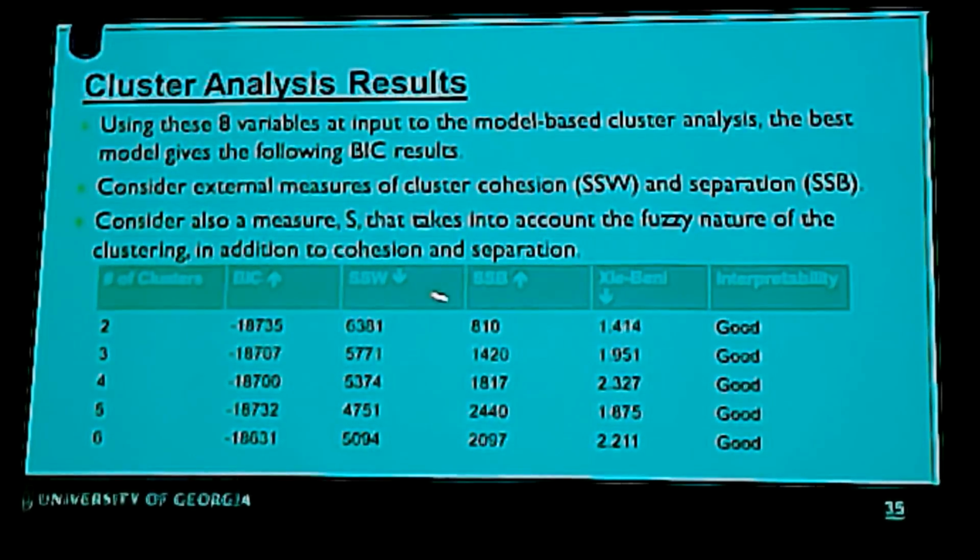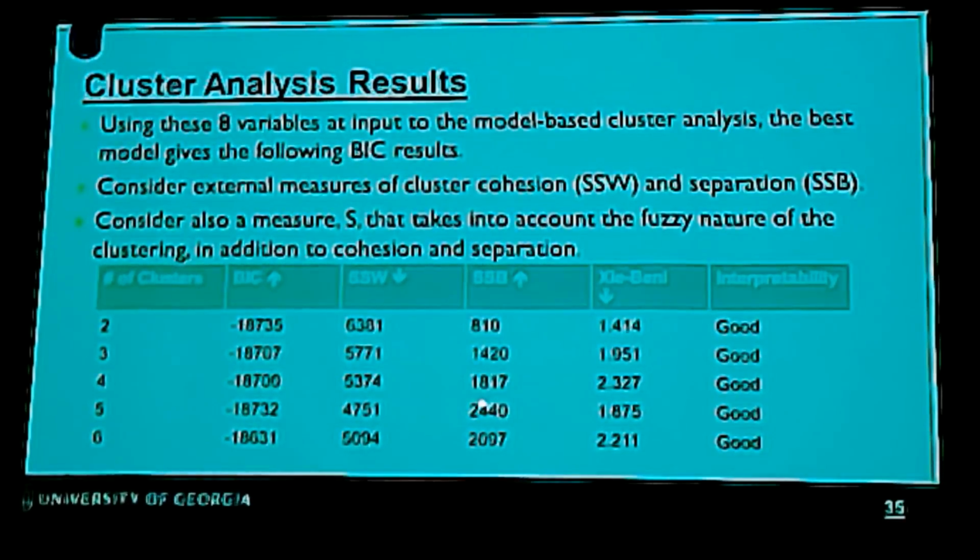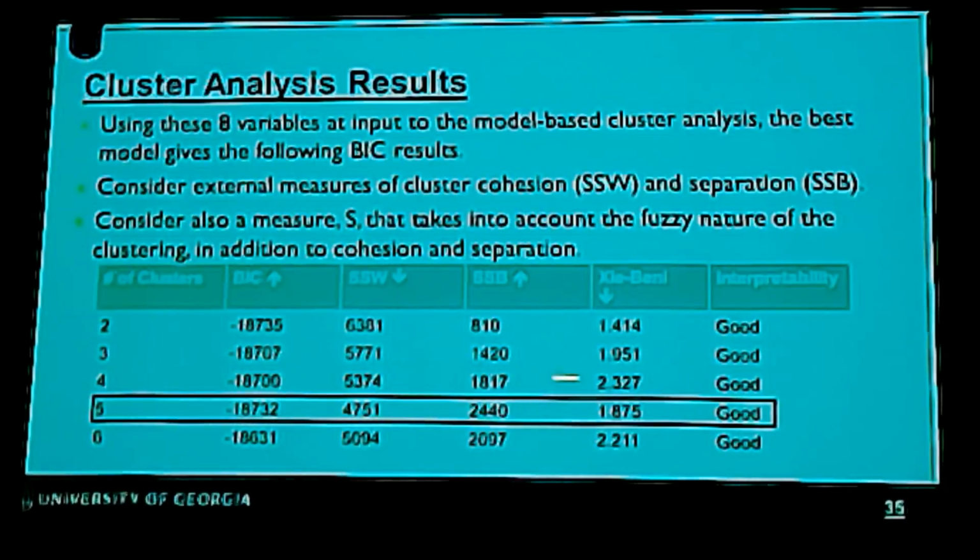We want this to be low, this to be high, this to be low, and of course this to be high. The interpretability was actually all pretty good. What you see is an expanding out of all of these profiles until you get to the best solution. We have a dip in our sums of squares within here, an increase in our sums of squares between here, a relatively low Xie-Beni, and a pretty good BIC. A lot of them are pretty similar, actually. These were good measures. And we see that a 5-cluster solution, which also has a theoretical foundation as a good solution, is what we see as our best solution in this data. So that's what we went with.